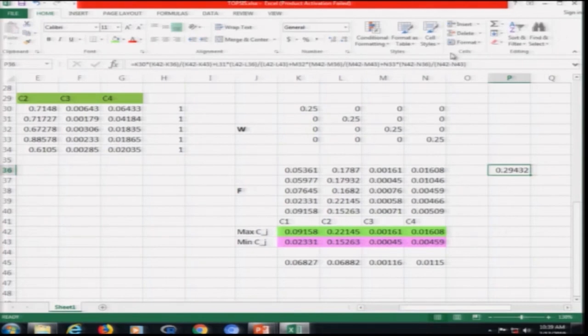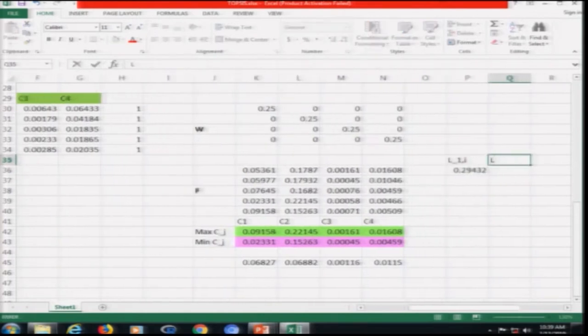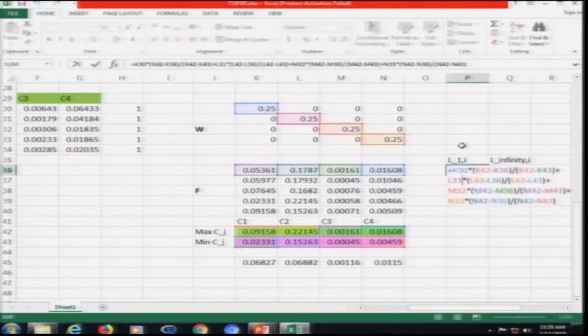So, now if I want to do it for the second one, for the L1 norm, let me write it. L1. So, it will be the L1 norm, basically the ith one for the ith alternative, and we will find out similarly L infinity, the ith norm. So, now what do we need to fix here? First let us fix the values of the weights, so it will be easier for us to calculate.